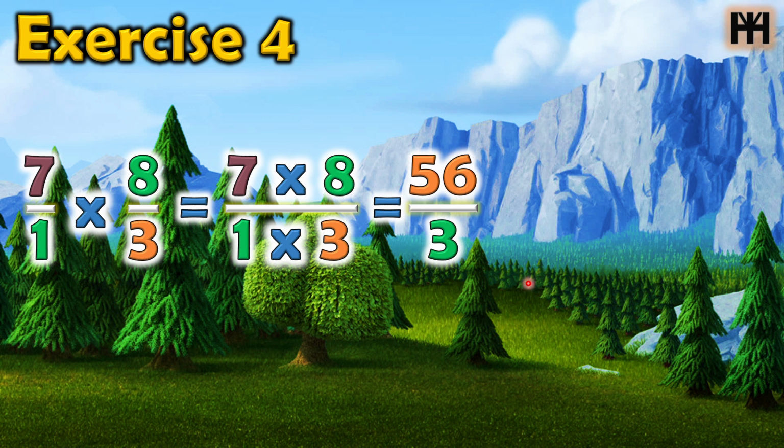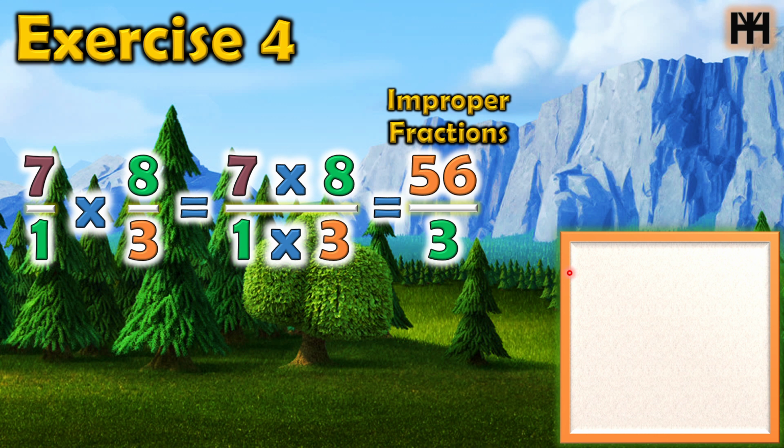Can we simplify them? No, there is no further simplification for that, but it's an improper fraction. So we have to turn it into a mixed number or a whole number. So the 3 will be outside and the 56 will be inside. Then remember our steps: divide, multiply, subtract, and repeat.